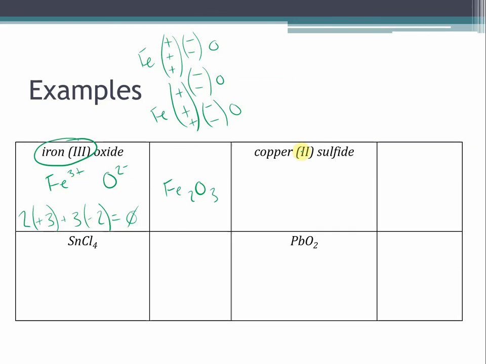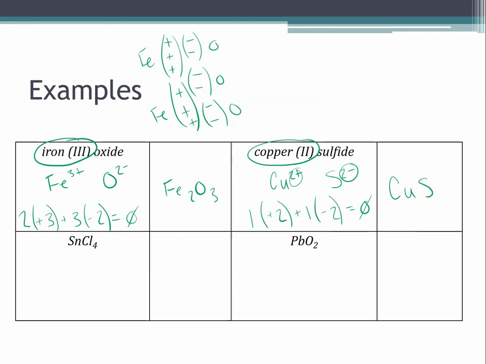We are told it is copper 2 sulfide. And again, the Roman numeral goes with the metal. Metals always form positive charges, so copper 2 must be Cu2+. And then sulfide is always S2-. So here, since we have 2 positives and 2 negatives, we'll just need 1 of each to cancel out. 1 of our positive 2's plus 1 of our negative 2's will add up to 0. So copper 2 sulfide must be CuS, just 1 of each.